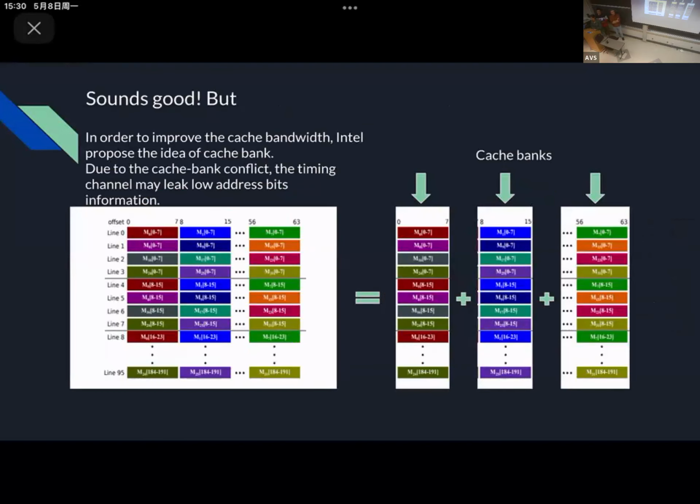To improve the cache bandwidth, Intel proposed the idea of cache banks. That is a new cache design that consists of different cache banks. Each bank serves as part of the cache line, and they can work concurrently and independently. But one cache bank can only serve one request at a time. So that's when the cache bank conflict happens, and the timing channel may leak lower address bit information.